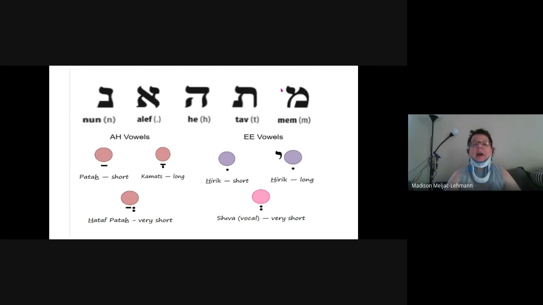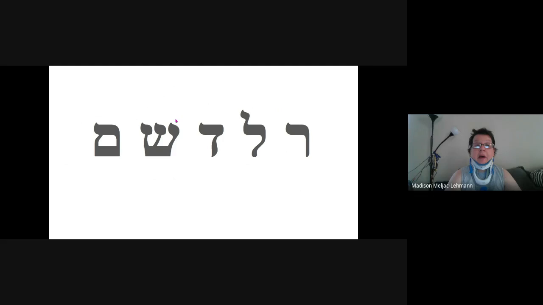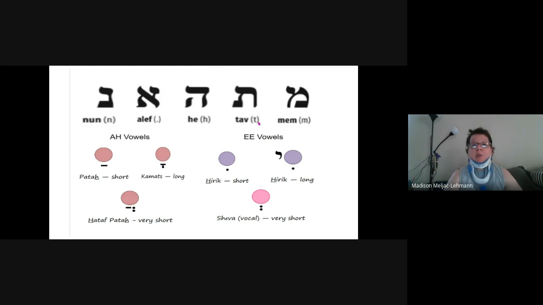So if you have an M sound in the beginning of a word, you're always going to use this mem. The only way that you would use this mem right here, the closed mem, is if it's at the end of a word. Okay, last week we talked about tav. Tav is a letter that has a little toe.